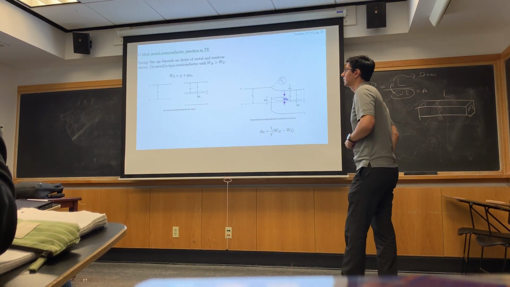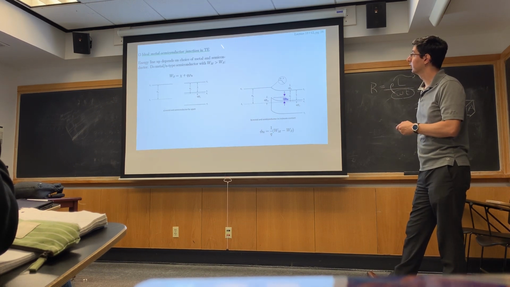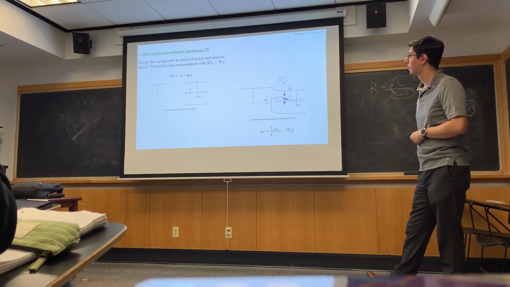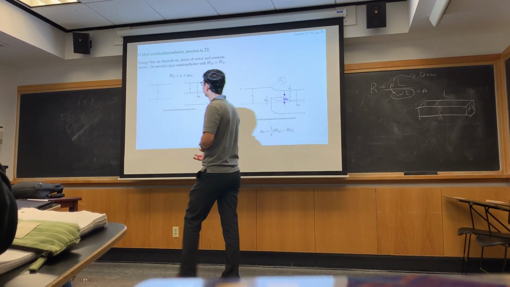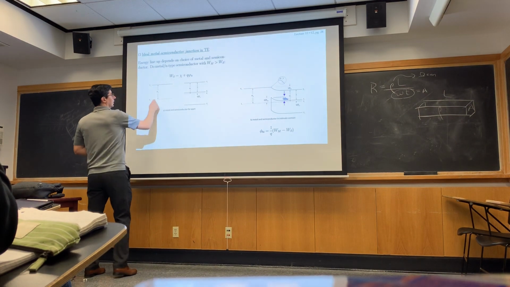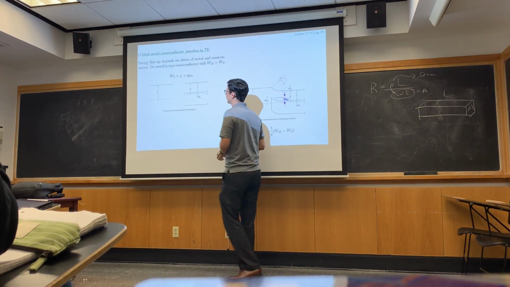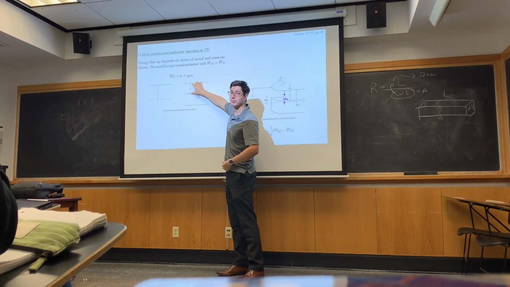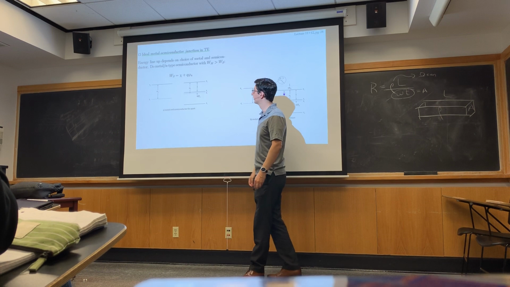Okay, so now let's do the ideal metal-semiconductor junction in thermal equilibrium. Here's what we have. We have our metal here with a work function Wm, and we have our semiconductor here with a work function Ws and electron affinity chi.